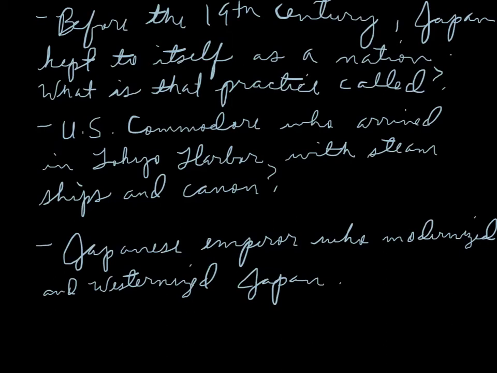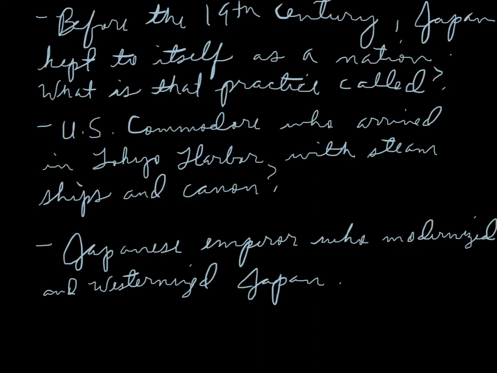All right, before the 19th century, Japan kept to itself as a nation. What is that practice called? When one nation keeps to itself? That is isolationism. All right, and obviously, with no good transition here, we're moving into Japan.